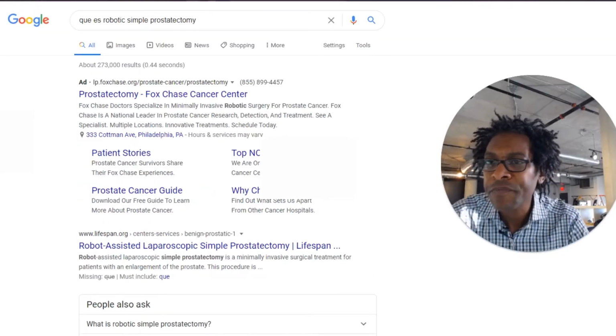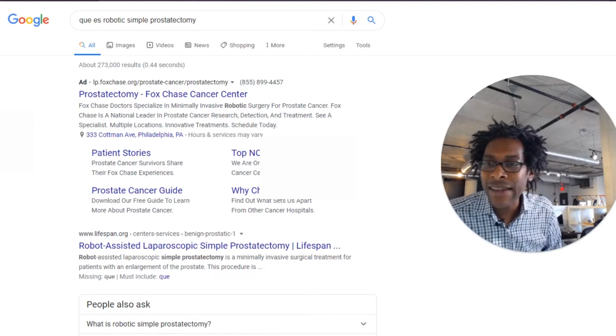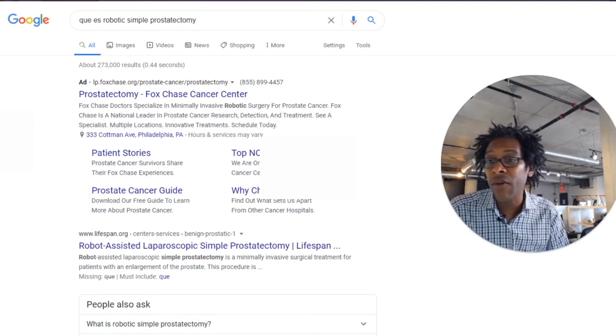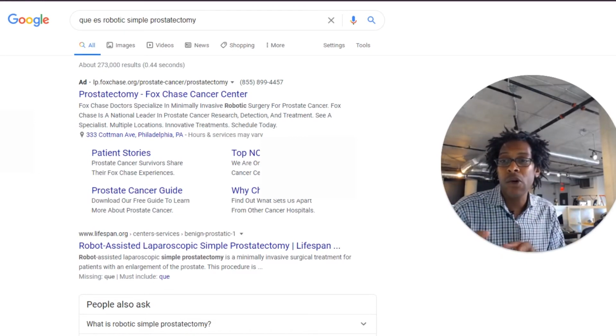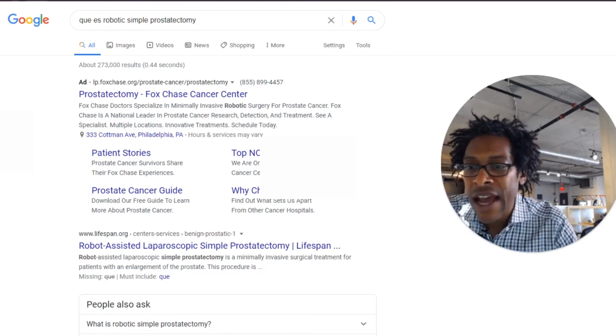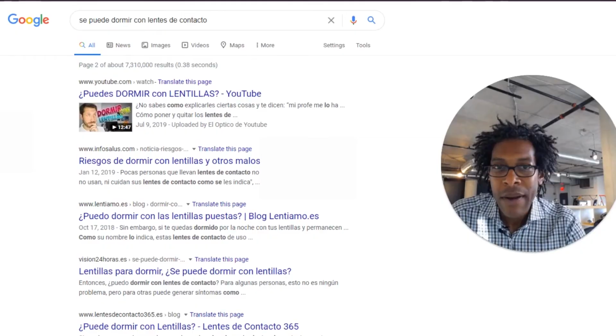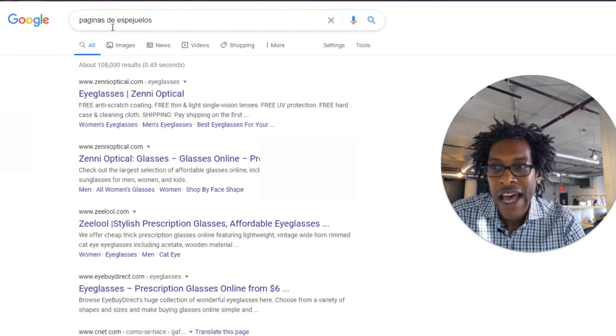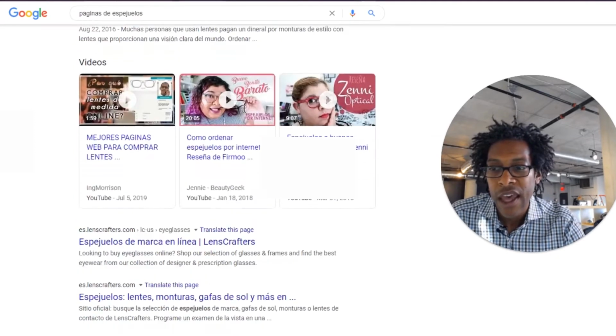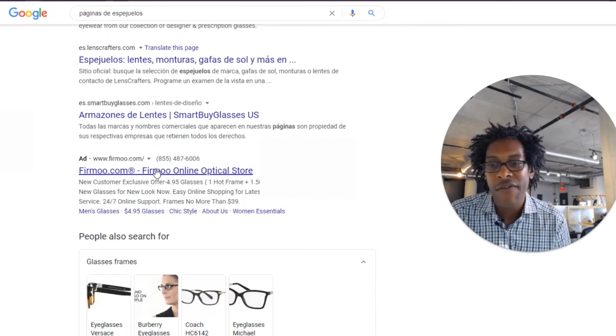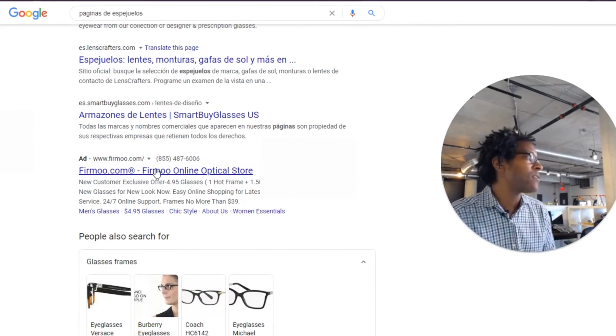All right. KS robotic simple prostatectomy, whatever it is, right? Boom, there it is. Ad, not in Spanish. And I'm not saying this is a waste. I'm not saying it is completely wasteful. What I am saying is it's hard to justify bidding on a word in Spanish and not building a Spanish landing page. But I did find this one around eyeglasses, páginas de espejuelos. And there's an ad right here for somebody looking for eyeglasses.